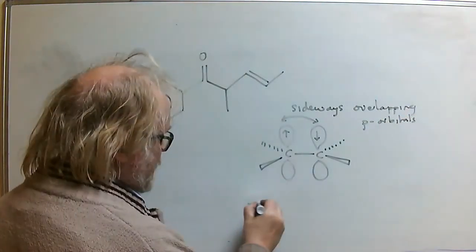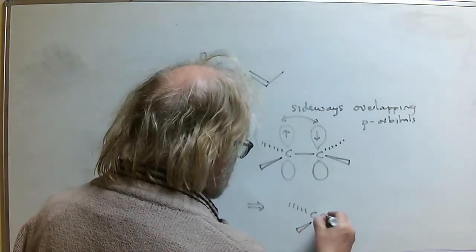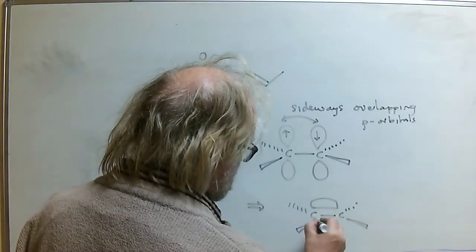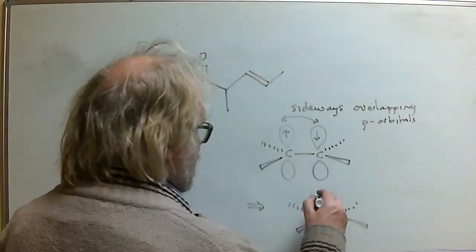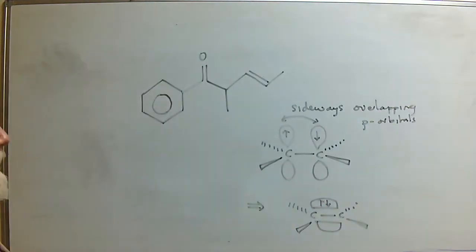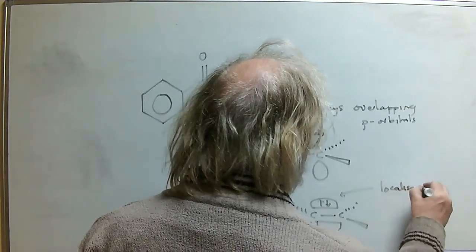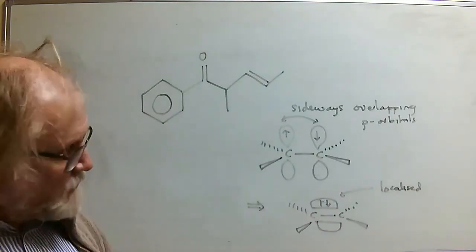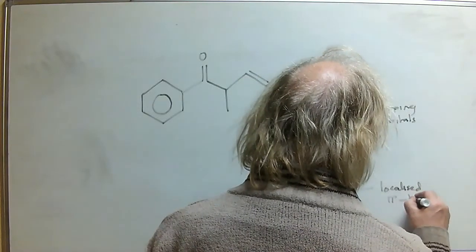And what that generates is your localized pi bond, which you draw like this. And of course, because each of these carbons contributed one electron, then the bond has a pair of pi electrons. So that's a localized pi bond. Localized just means that the electrons are constrained to just occupying this space between the two atoms. They can't stray any further than that.